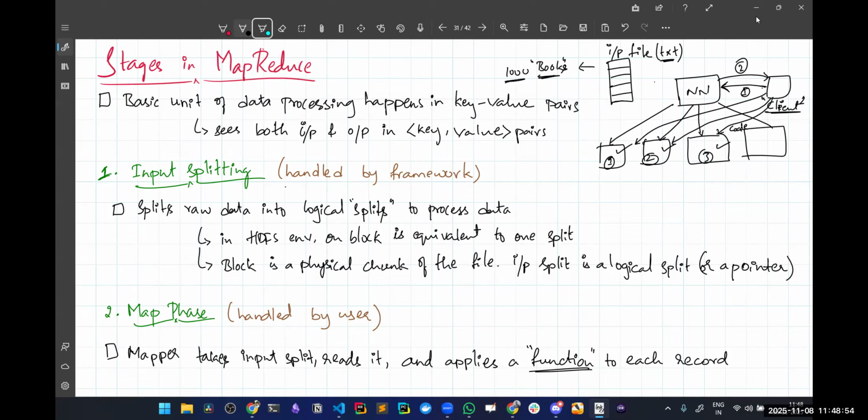This is explicitly handled by the framework. We don't have to write any code for it, and we are not responsible for it in any manner whatsoever. But we need to understand what happens. Any doubts here?